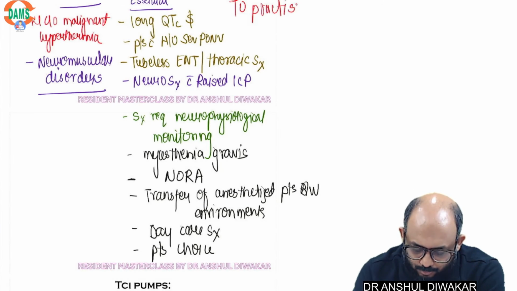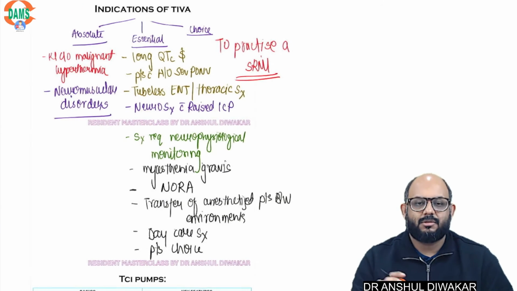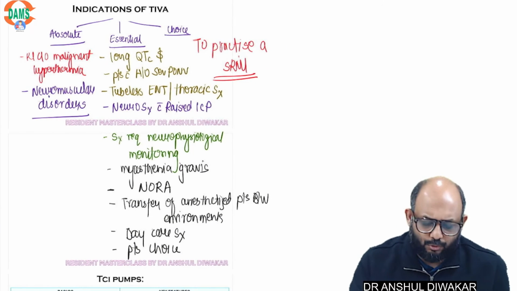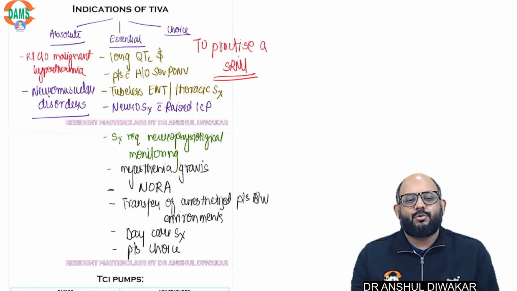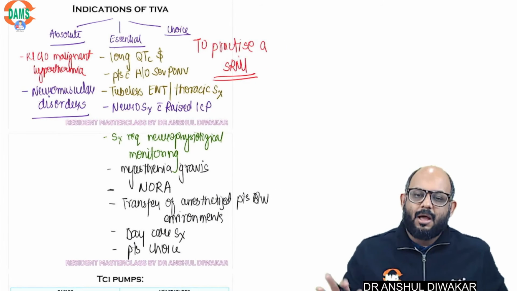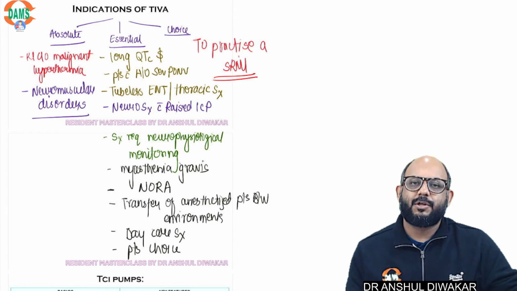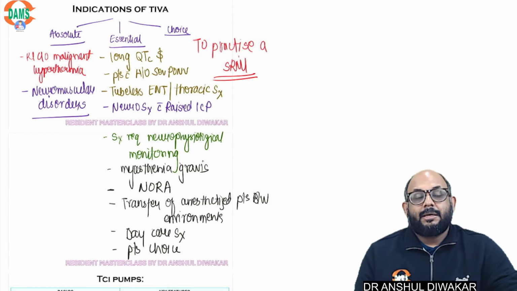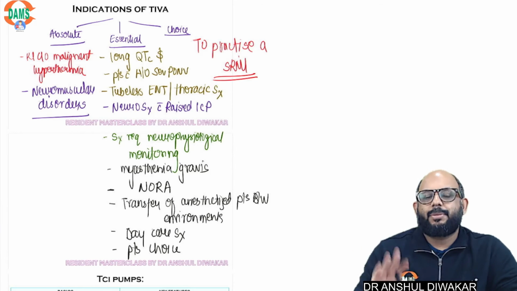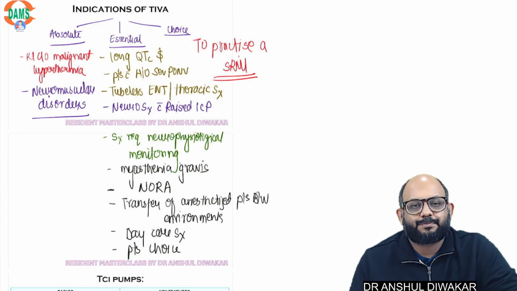Where do you want to use it? Where you want to practice a skill. You want to practice a skill. Okay, so that is your choice. You want to learn a skill, you want to keep remembering it, so you use it. That is also one of the indication. आज हम टीवा करेंगे, ऐसा मॉर्निंग में एक कंसल्टेंट आया, आपको बोला टुडे वी विल डू टीवा, whether there is an indication or no indication, that is just to keep him in practice. Okay, so these are the indications of TIVA.